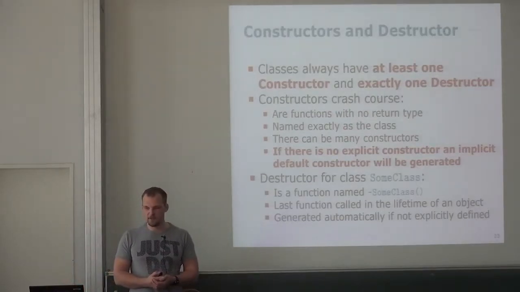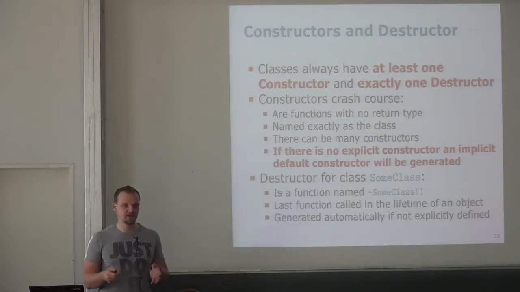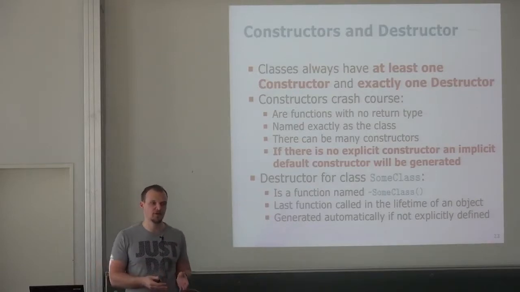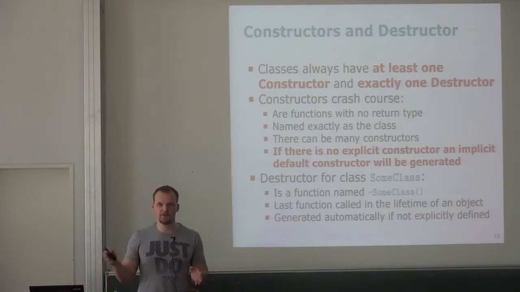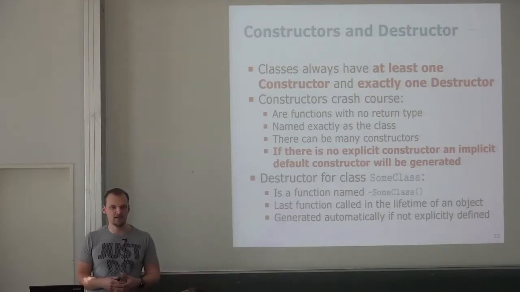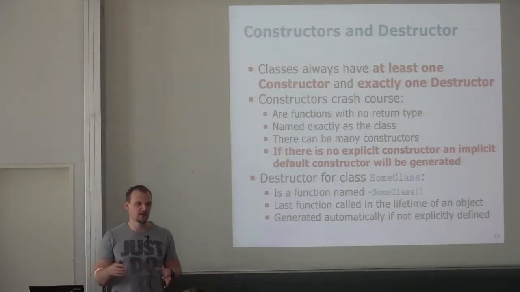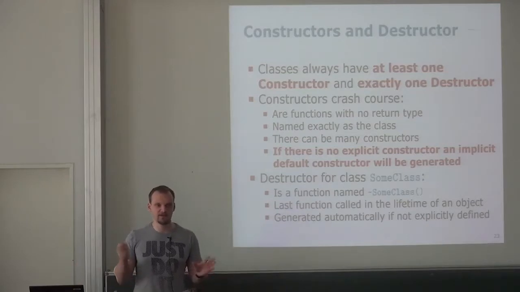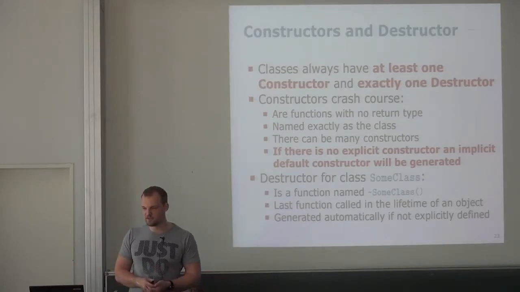If you don't specify an explicit constructor, a default one with no parameters will be generated for you by default. C++ will say, okay, nobody defined a constructor, I will just do a simple one that doesn't initialize anything. It just creates an object, and that's it. Everything stays in the state where it's uninitialized.